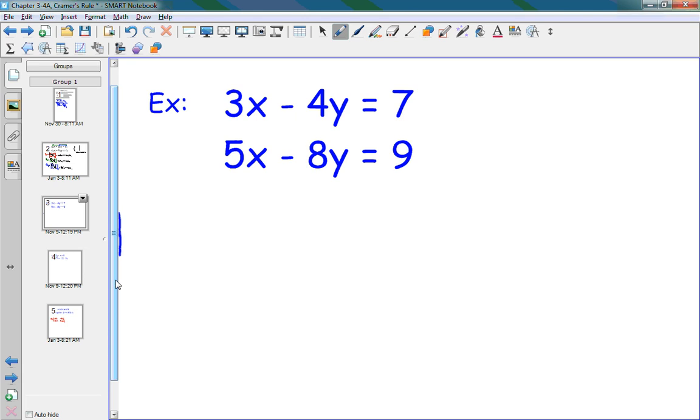Now, we need to find the point of intersection using determinants. So step 1, are they all lined up? Yes. So step 2, I need to find D. So how do I find D? Well, D is going to be taking what? The X coefficients and the Y coefficients. So that's going to be bars. And then what are going to go inside those bars?